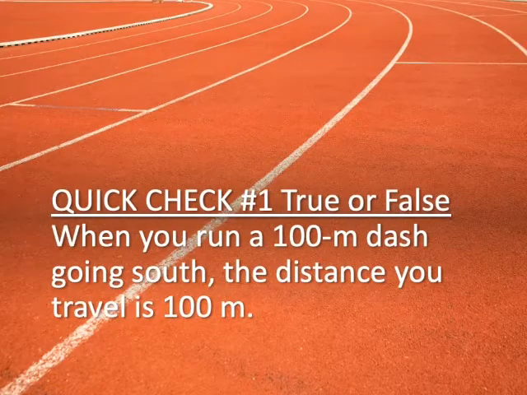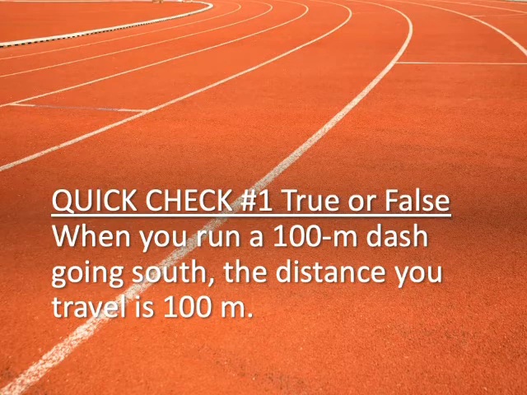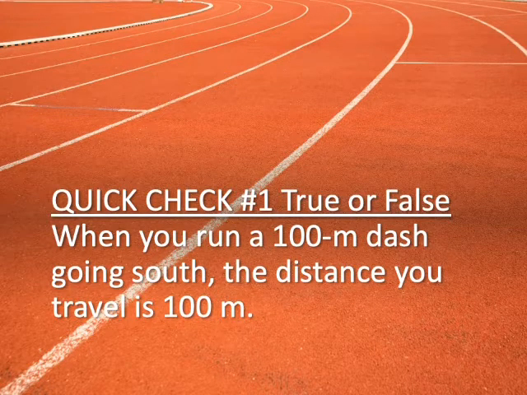Let's do a quick check. True or false? When you run a 100-meter dash going south, the distance you travel is 100 meters. What is our answer? Yes, it is true. 100 meters is the distance traveled. There's no need to mention the direction because it will be displacement if you add the direction.